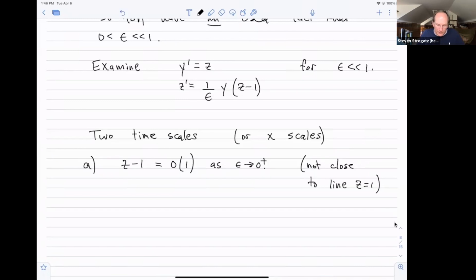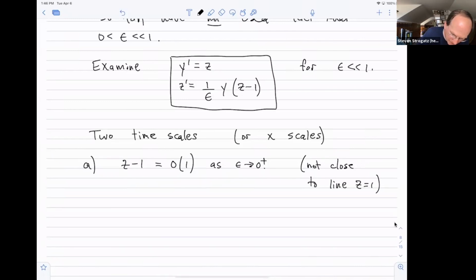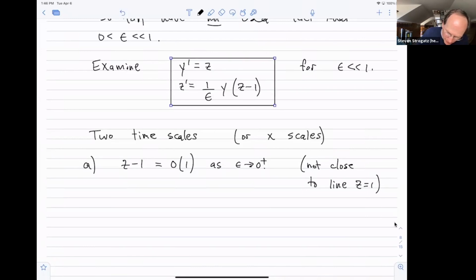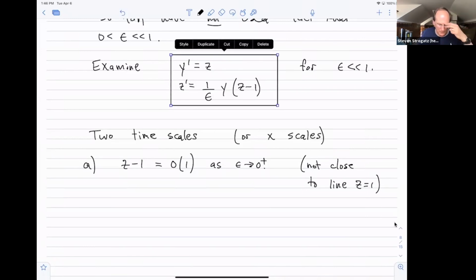If you have that, then when you look at this system up here, think about what's going on in the vector field. If this quantity is order 1, and also let's suppose that y is not 0.